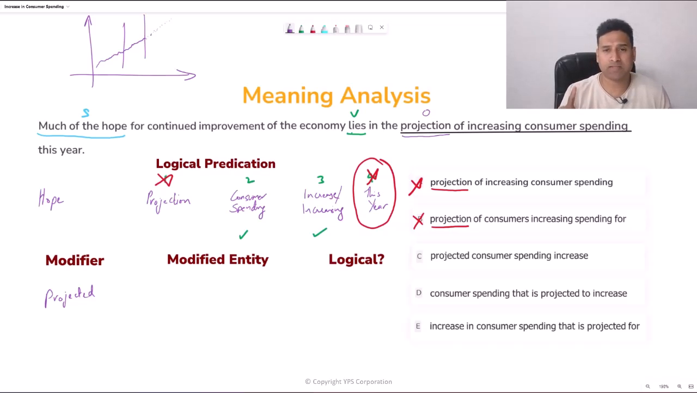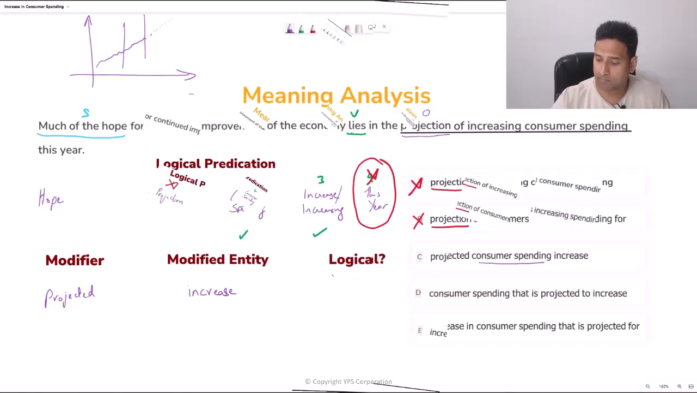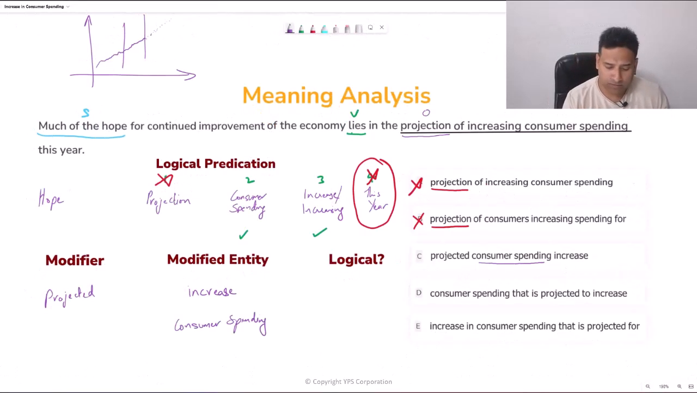Projected consumer spending increase. Now that's a mouthful, 4 words in a row. And the main noun here is increase. So the first question at hand is whether projected modifies increase, which most people who mark answer choice C actually believe it does, or does it modify something that comes in between? Do you notice that there is something in between here? So which of these two is the word projected modifying?